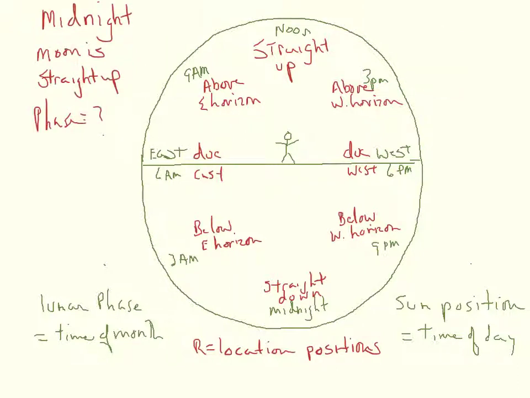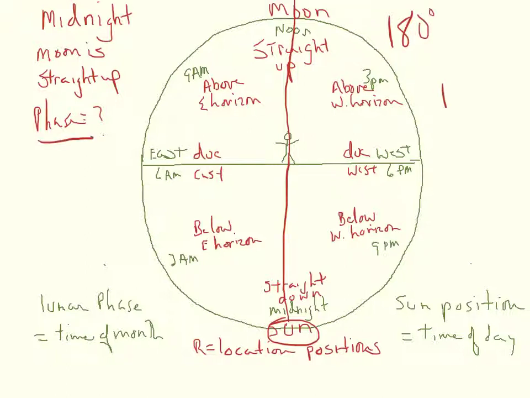Try another one. Now it's midnight. So if it's midnight, that means the sun is down here. The moon is straight up. So from the sun to the earth to the moon, that is 180 degrees. What's the phase? That would be full moon. Got it?